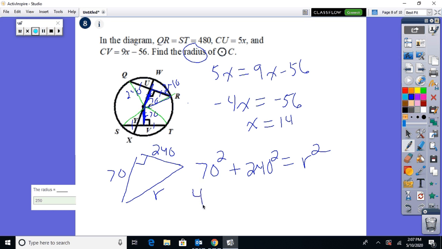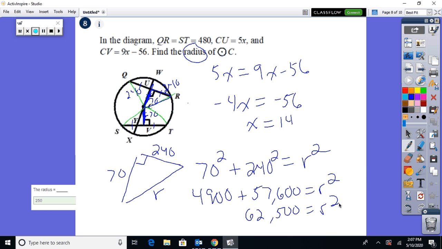70 squared, 4,900. 240 squared, 57,600. So add that. All right, then take the square root. So that's 62,500. And let's see, take the square root of that. And I've got 250. So my radius is 250.